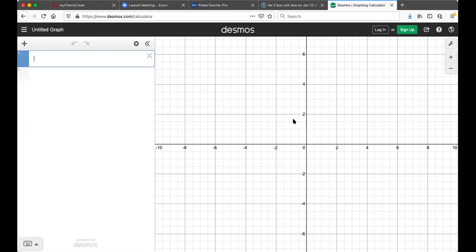Okay, so the nice thing is Desmos is a free app. You can always load it on your phone. I also have Chromebooks in the class, so you can always use one of my Chromebooks and go to desmos.com and it becomes a graphing calculator.